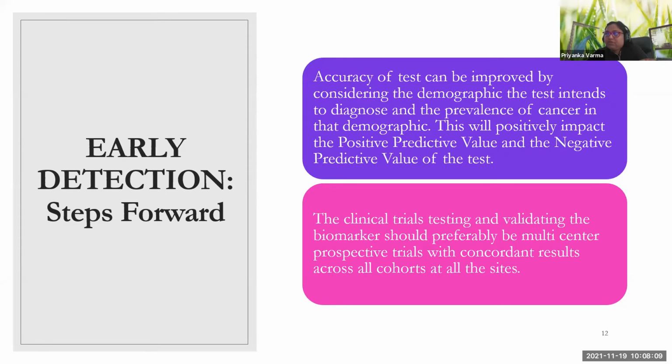So, steps, what are the steps forward? The accuracy of the biomarker test evaluating the presence of cancer can be improved by being mindful of the demographic the test intends to diagnose and the prevalence of that cancer in that demographic. This will positively impact the positive predictive value and the negative predictive value of the biomarker test in question. Positive predictive and negative predictive value, as we all know, is dependent on the prevalence of the cancer.